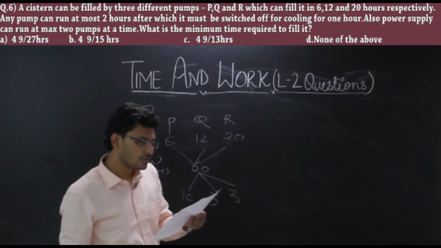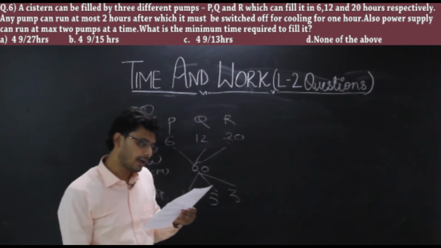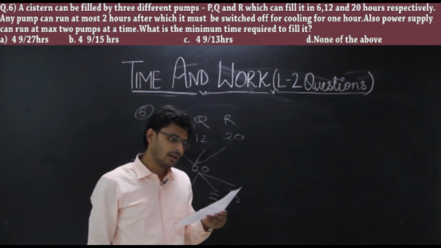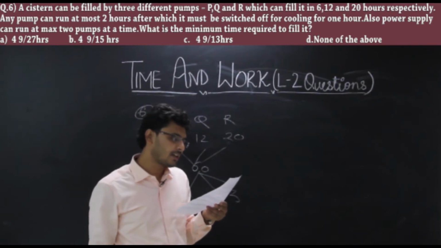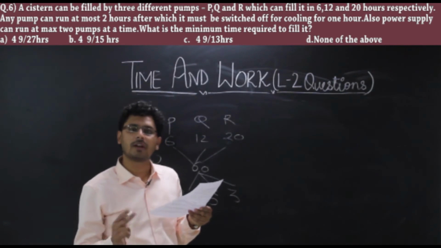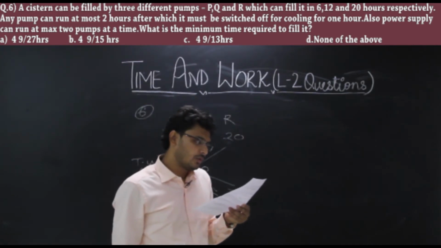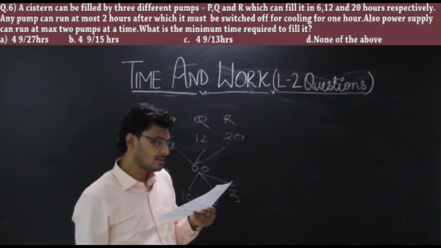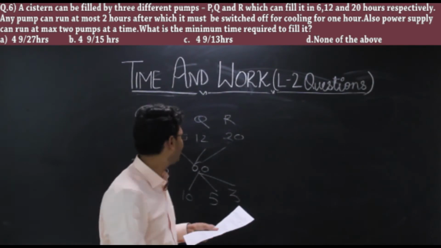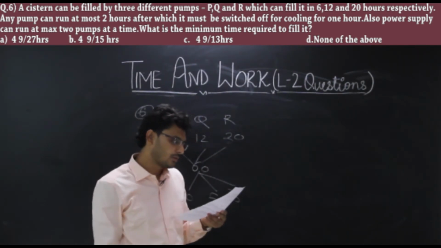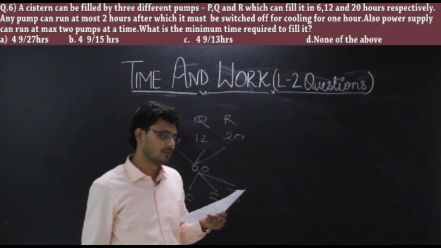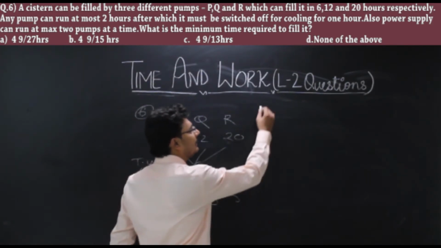He further goes on to say that any pump can run at most for 2 hours, and then must be switched off for cooling for 1 hour. Also, the power supply can run a maximum of 2 pumps at a time. So at a time I cannot run all 3 of them. So what is the minimum time required? Here he is saying least time.